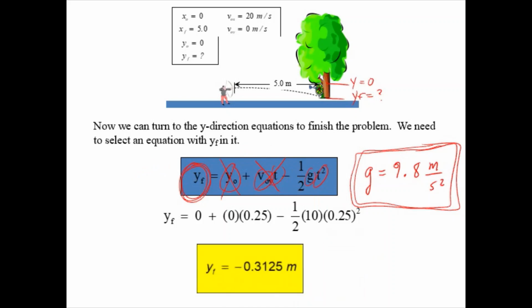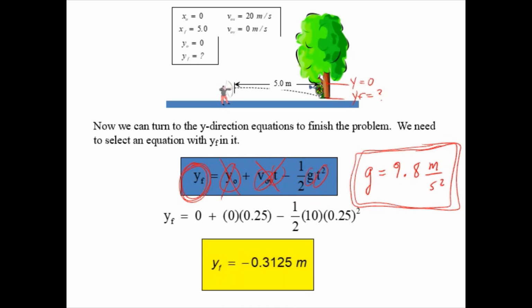And when we do that here, if we use g as 10 and we solve this out, we get y final is equal to minus 0.3125 meters, which is not quite a foot, but about a foot. So in other words, the arrow comes in. If there were no gravity, it would have hit right at the center of the target, right? But with gravity, it deflects, and it's going to hit down here, and we're going to miss the target by, putting it into English units, about a foot. Okay, that's a pretty big difference.